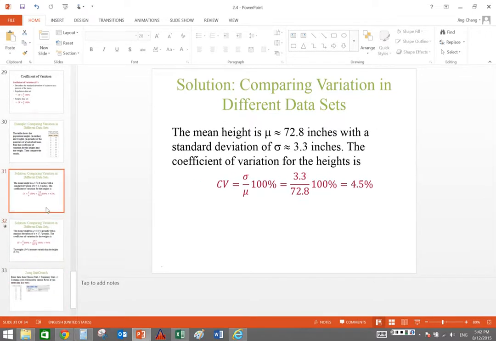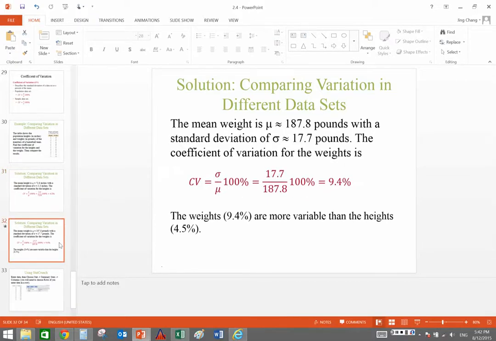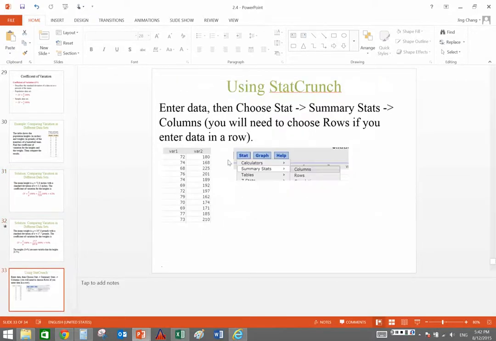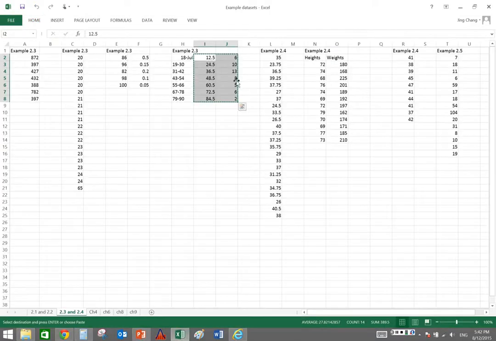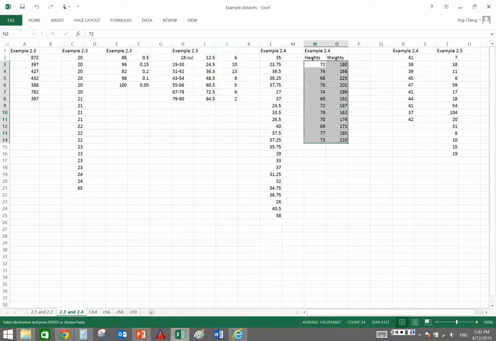The problem is it's hard to calculate standard deviation manually. So we'll use StatCrunch to calculate the coefficient of variation. It's very easy. You just copy and paste both data to StatCrunch.